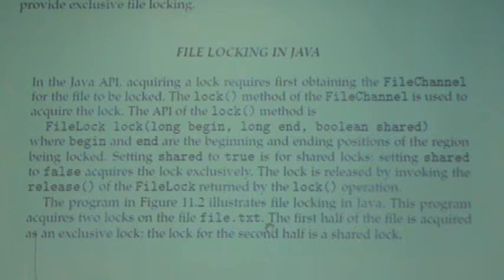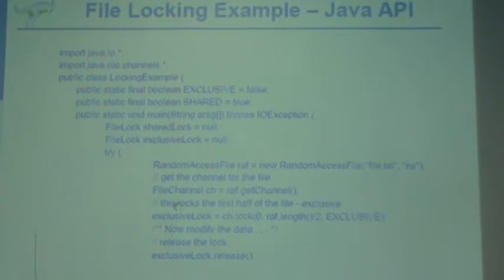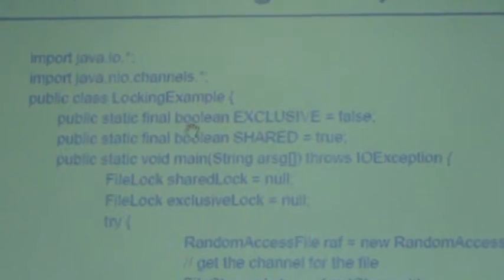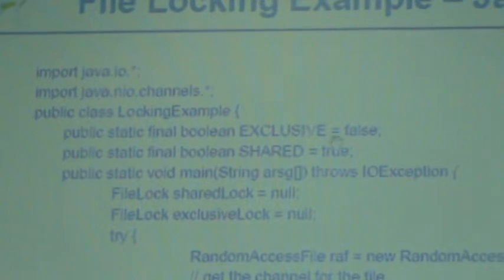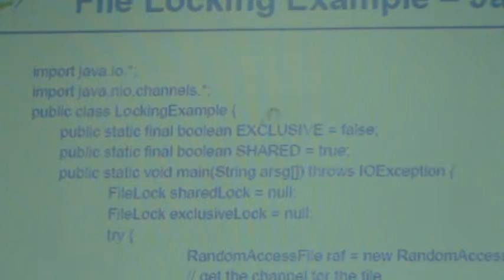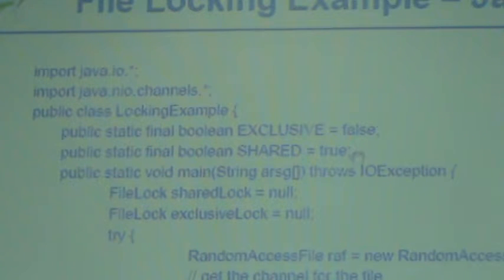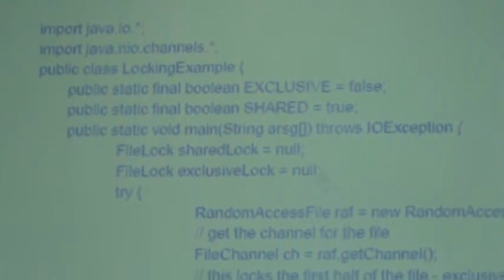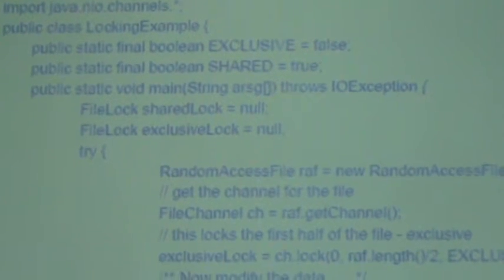So let's go back to the code. We will import these libraries, and we will declare two Boolean variables: exclusive equals false, so if you use the lock method, it will be an exclusive lock, and shared equals true. We create the FileLock variables, sharedLock and exclusiveLock, equal to null.